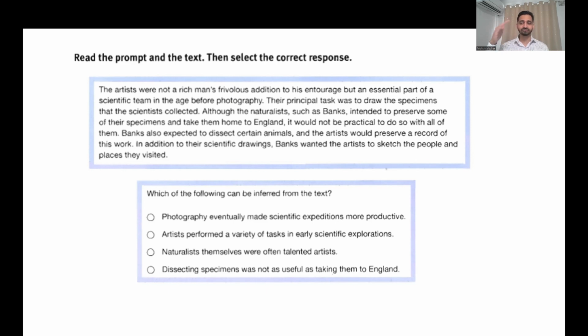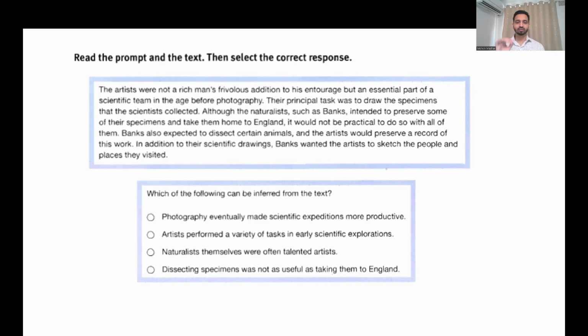Artists performed a variety of tasks. It talks about drawings, sketches of people and places, also preserving the record of Banks' works. It talks about various functions that artists performed. So that seems correct. So I'm going to keep it for now, and I'm going to read the next two sentences. Naturalists themselves were often talented artists. That's actually wrong because naturalists are Banks and they were not the artists. Actually, they were using the artists' works, so I can eliminate that easily.